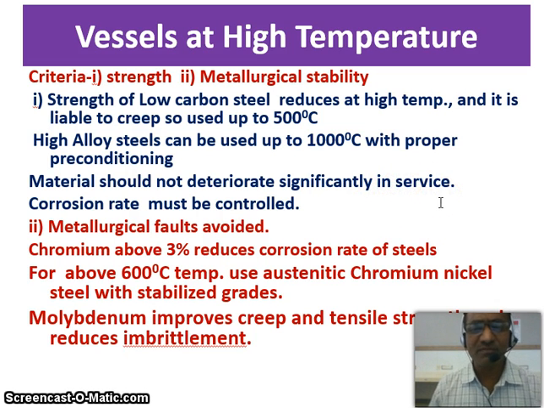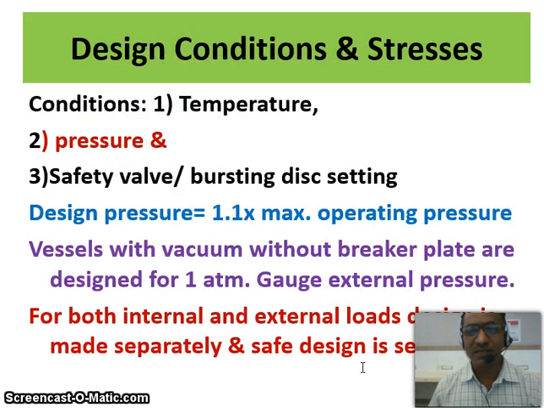The metallurgical faults in these materials are avoided by adding some alloying elements in the form of chromium, basically about 3%, which reduces the corrosion rate. For about 600-degree temperature, use austenitic chromium nickel steel and the stabilized grades of the mild steel. Molybdenum improves the creep and tensile strength and reduces its embrittlement.